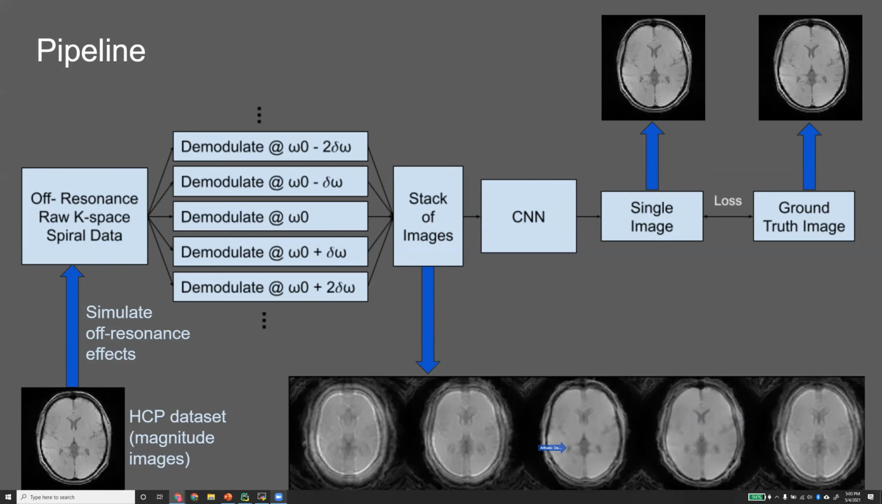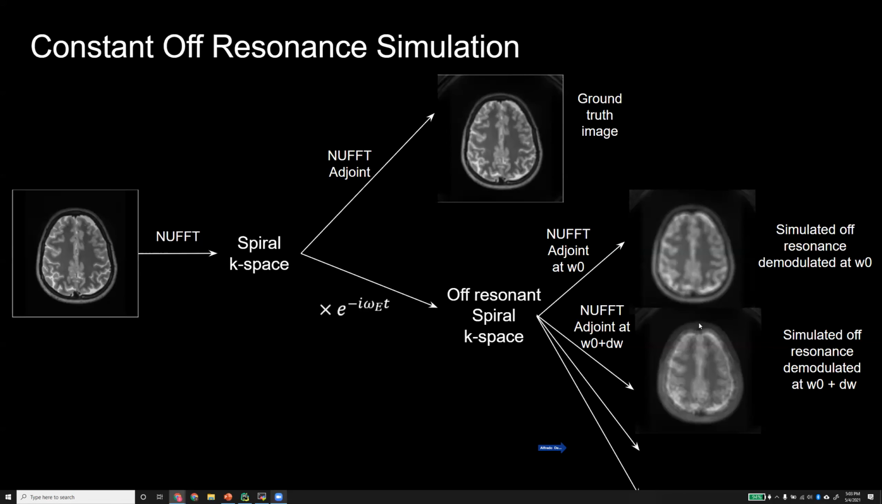The way we do it, we pick an image in magnitude, and then we go to K-space using the non-uniform FFT. From there, we can demodulate at different frequencies. So we pick an image, go to K-space with NUFFT, and then we use our ground truth, going back with the adjoint. The difference here is that when we go to K-space, we are sampling with the spiral trajectory instead of Cartesian, so we get the spiral filling of the image.